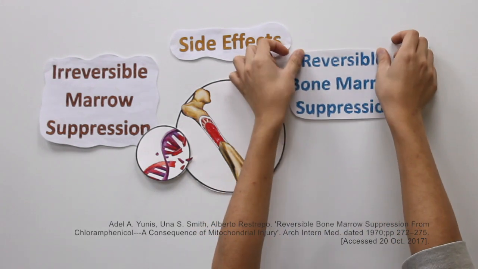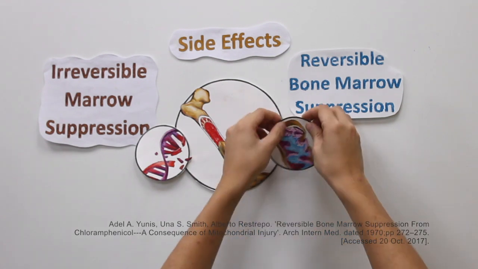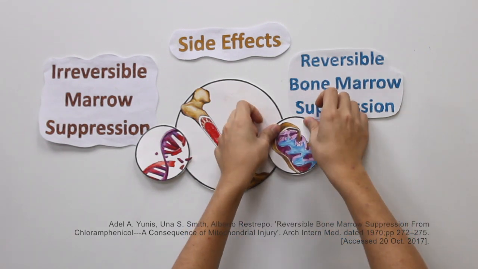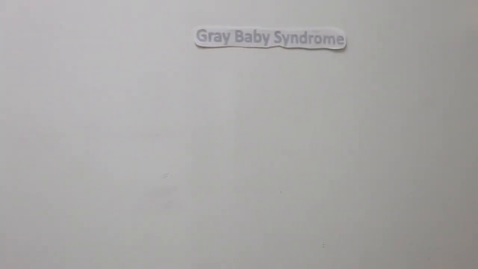Reversible bone marrow suppression is dose-related and predictable. Red blood cells are suppressed inside the bone marrow. It's probably due to the inhibitory action of chloramphenicol on mitochondrial protein synthesis. This occurs when chloramphenicol plasma concentrations are 25 micrograms per milliliter or higher. This is often observed in patients who are undergoing large doses of chloramphenicol or prolonged treatments, and in some cases, both. Another severe side effect is grey baby syndrome.